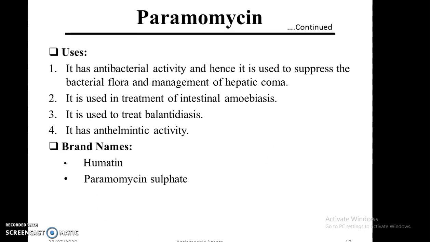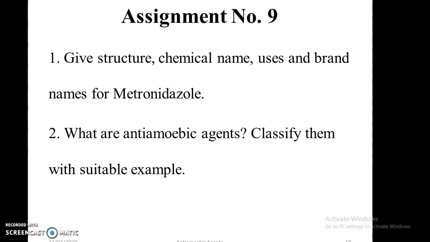Uses: paromomycin has an antibacterial activity. It is used to suppress the bacterial flora and to manage hepatic coma. It is used in treatment of intestinal amoebiasis. It is also used to treat balantidiasis. It is also used to treat helminthic infection, as it has anthelmintic property. Brand names for paromomycin are Humatin and paromomycin sulfate.